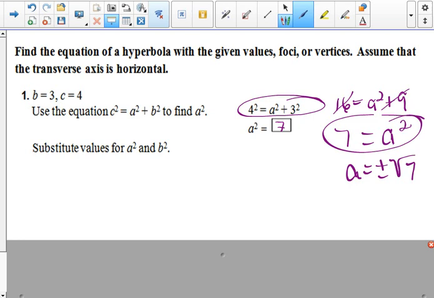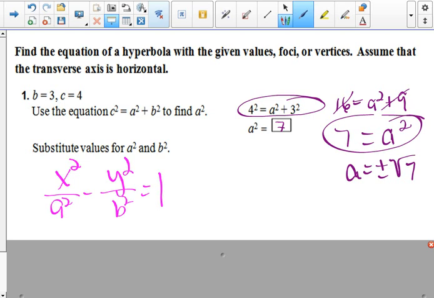Next, we're going to substitute the values for a squared and b squared. So let's write our equation. It's going to be x squared over a squared. Oh my goodness, I cannot write with this thing. Try it one more time. X squared over a squared minus y squared over b squared equal 1.